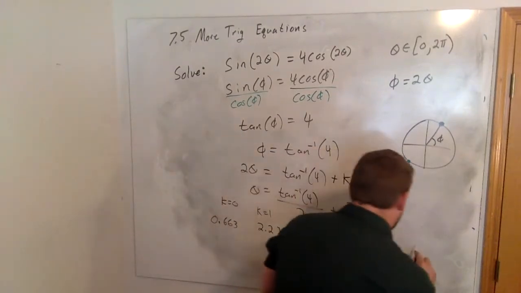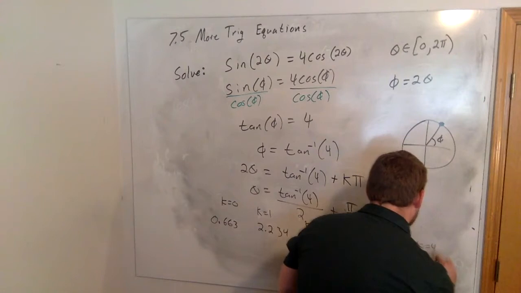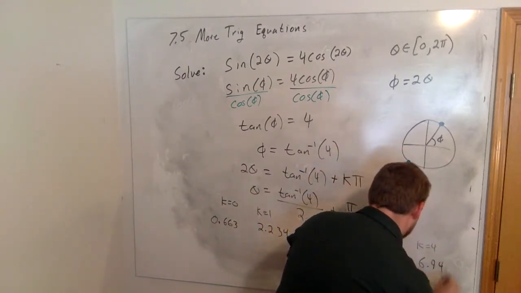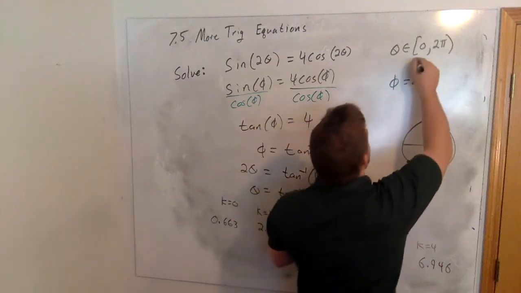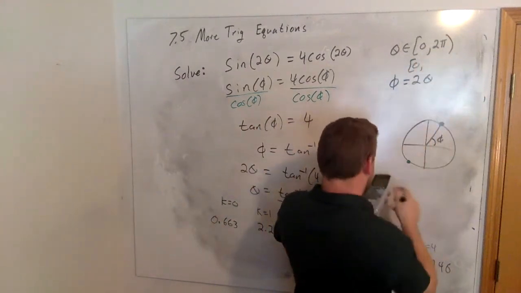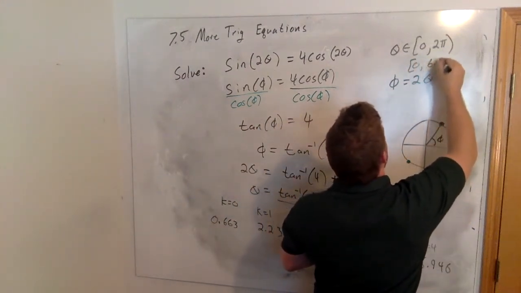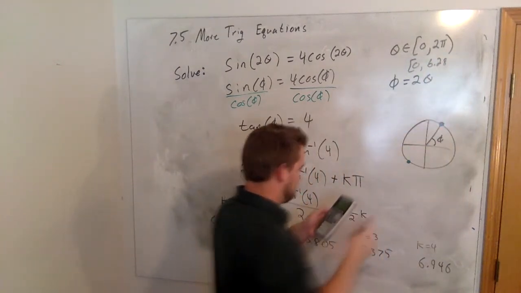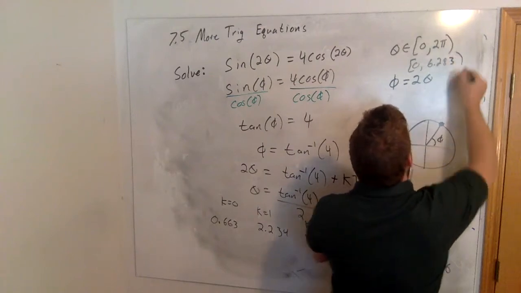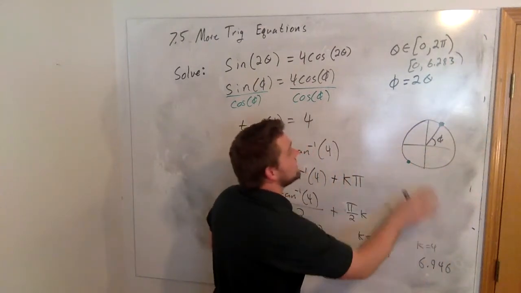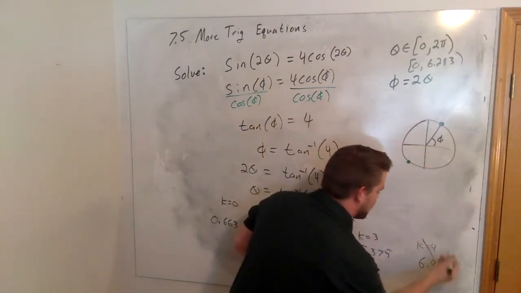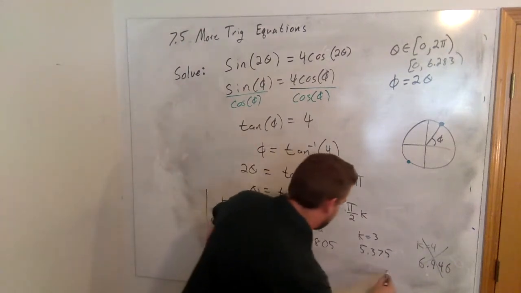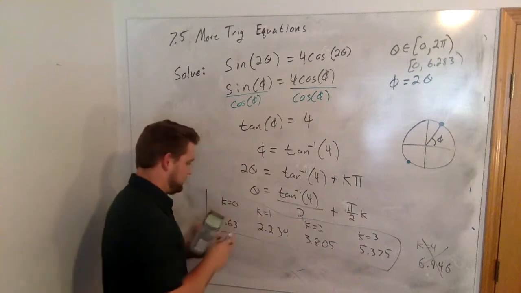And now when k is 4, we're getting 6.946. But let's see, what is 2 pi? 2 pi is roughly 6.283. And so this is outside of 0 to 2 pi, so we're not going to include this one. So it looks like we have 4 solutions to this equation between 0 and 2 pi.